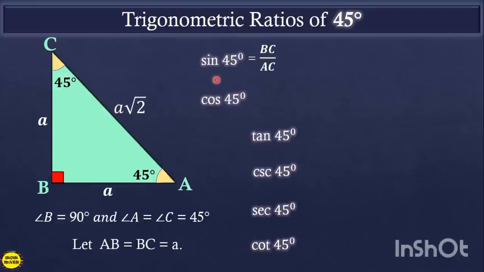So, sine 45 degrees. Sine is opposite over hypotenuse. So, dito tayo. Opposite a over hypotenuse. Your hypotenuse is a square root of 2. Dito na lang ako nag-focus sa angle A. Although, kahit ito naman ang gamitin mo, pareho lang po. So, your angle A, opposite a over hypotenuse, so a over a square root of 2.